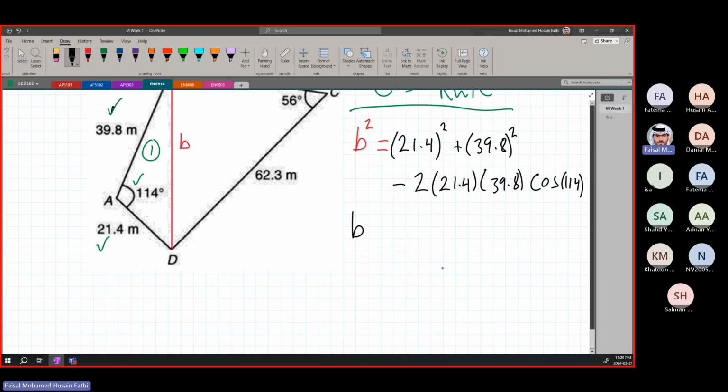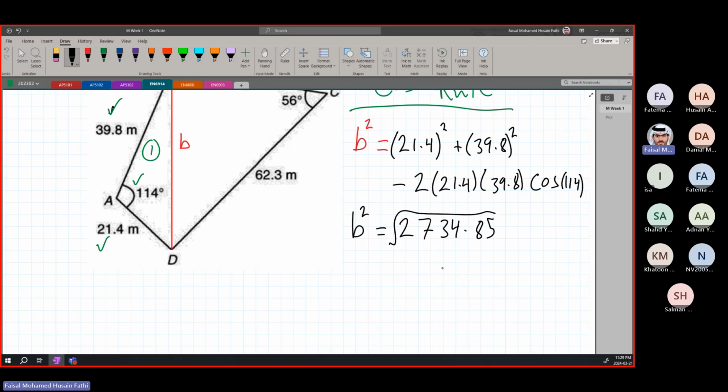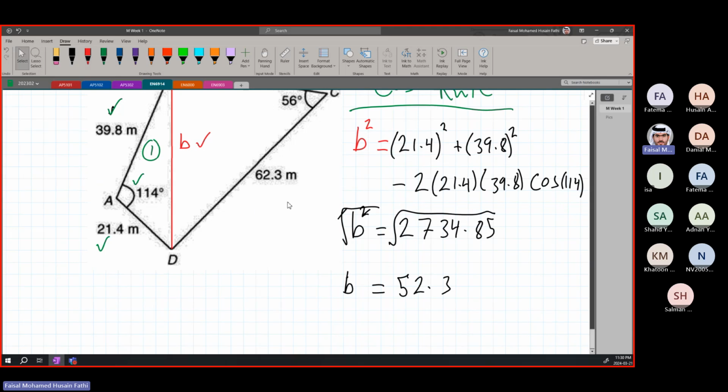If you put this all in the calculator, b squared is going to be equal to 21.4 squared plus 39.8 squared minus 2 times 21.4 times 39.8 times cosine 114. It's equal to 2,734.85. If we take the square root of both sides to find b, because the square root will cancel with the square, b is going to be equal to 52.3, rounded. Okay, so we found that b is equal to 52.3. This side b, we found it. This is the very first step to solve.